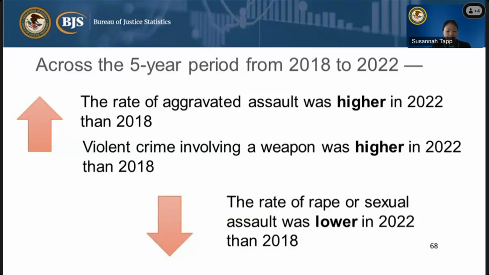The rate of rape or sexual assault was actually lower in 2022 than 2018, despite the fact that overall violent victimizations had risen between 2021 and 2022. But the rate of violent victimizations was higher in 2022 than 2021 for all types of crime, and for domestic violence, intimate partner violence, stranger violence, violent crime resulting in an injury, and violent crime with a weapon.